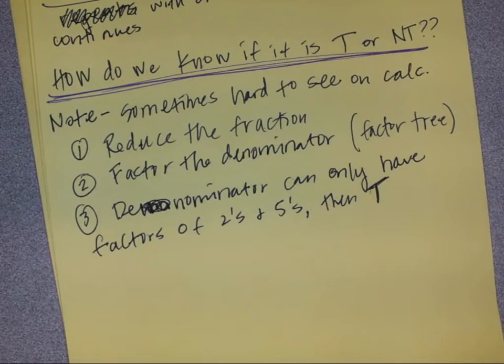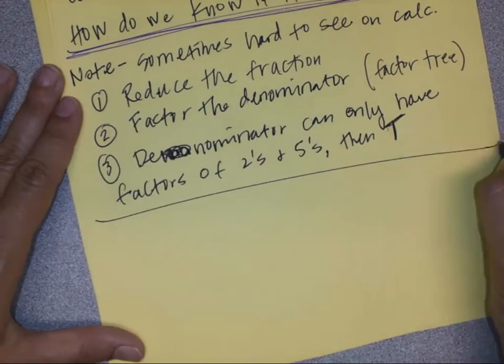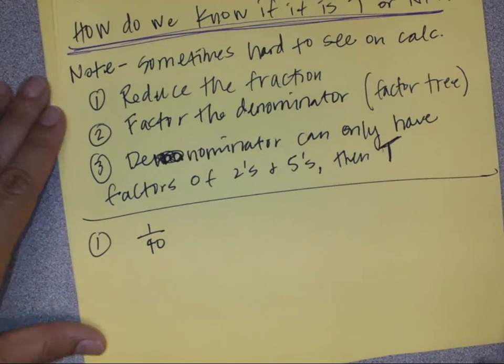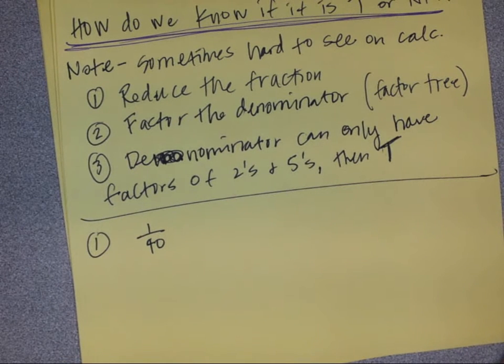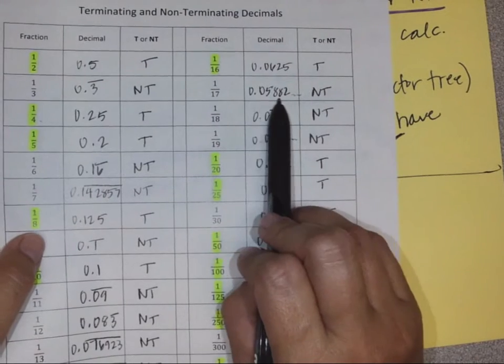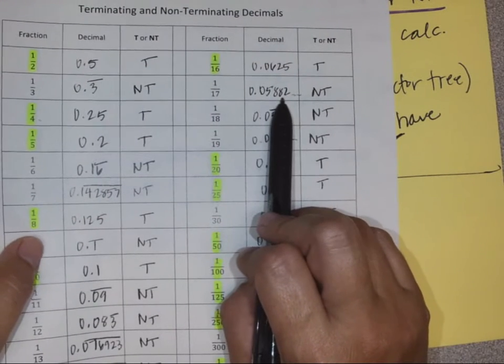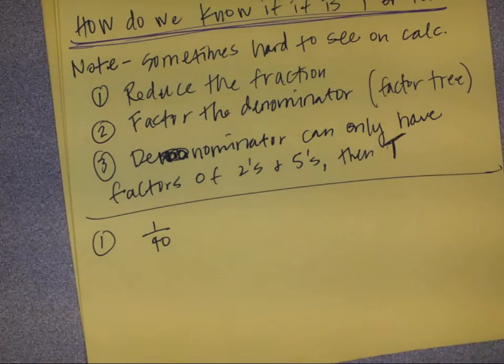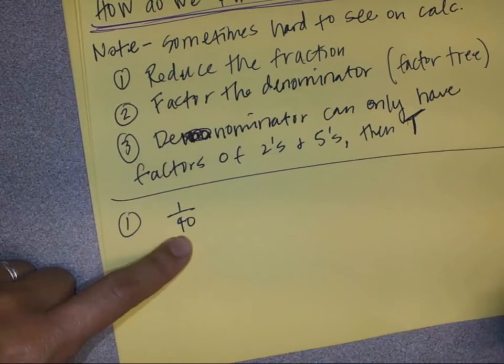Okay, so let's do a few examples of this. Let's start off with the problem 1/40th. We're trying to decide, does 1/40th terminate? Remember, there were some problems on our list like 1/17th and 1/19th, where it was hard to see whether it stops or keeps on going, because I can't really tell on my calculator. So one way you can tell is by breaking down the denominator.